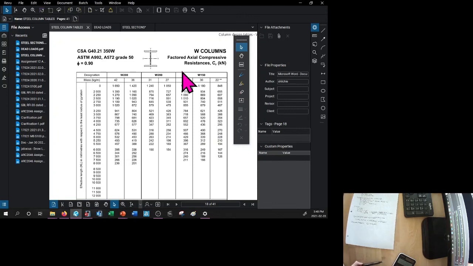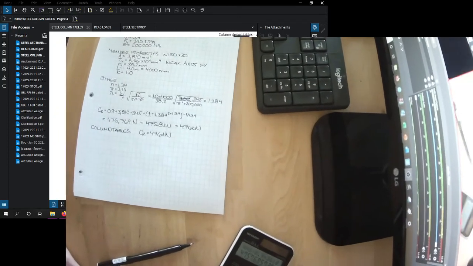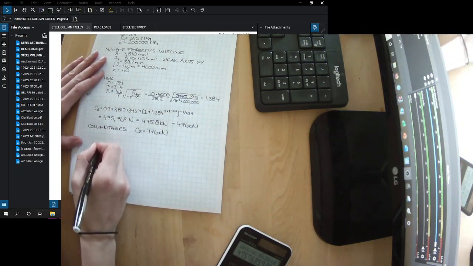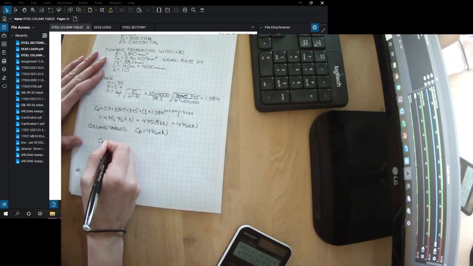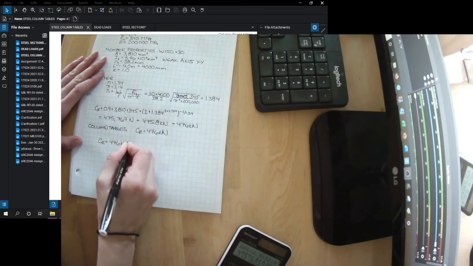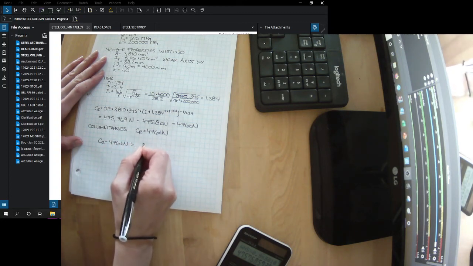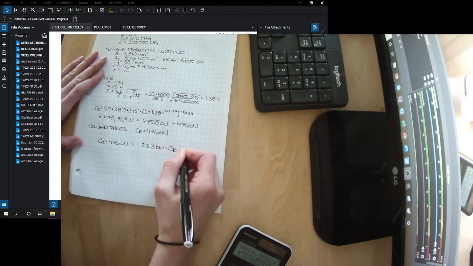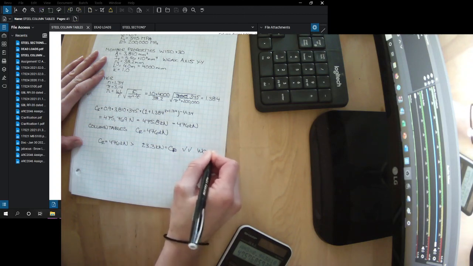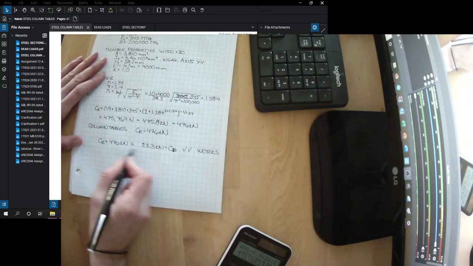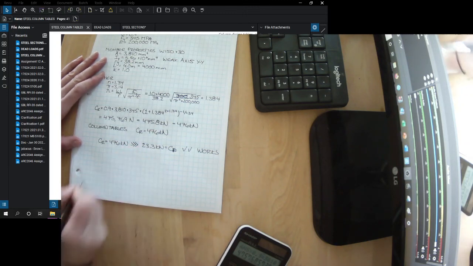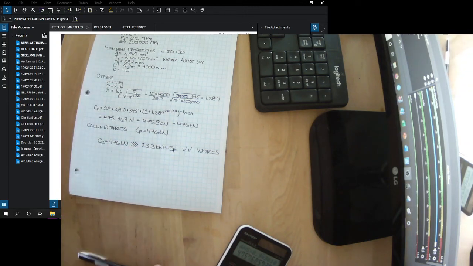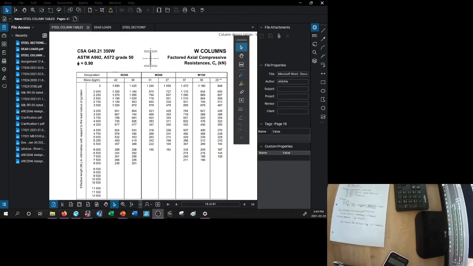But CR, so we have some good news. This is good news. CR equals 476 kilonewtons is greater than our 23.3 kilonewtons, which is our CF. So it works. But 476 is a lot greater than 23.3. Maybe there is a better column available. Let's take a look.